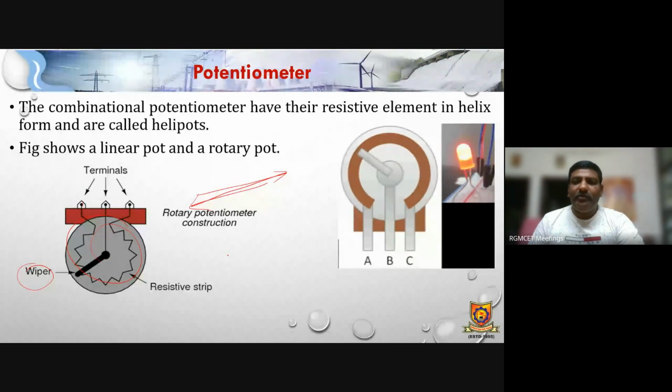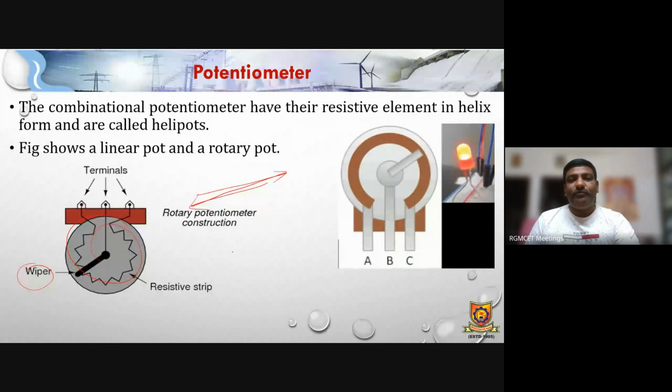In the machines laboratory, you might have seen a rheostat. A rheostat has three terminals: two fixed terminals and one variable terminal. Whenever you move the sliding contact, the value of resistance changes, as the length changes. That is linear motion.